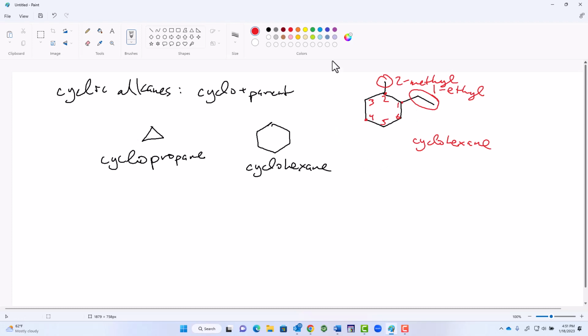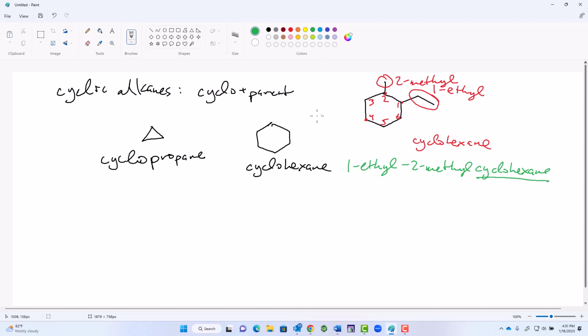So our total name, with the ethyl coming first alphabetically, would be 1-ethyl, 2-methyl, cyclohexane. So that's how you would name this cyclic structure. Now, if the parent chain is the cyclic structure itself, we put it at the end. So cyclohexane comes at the end.